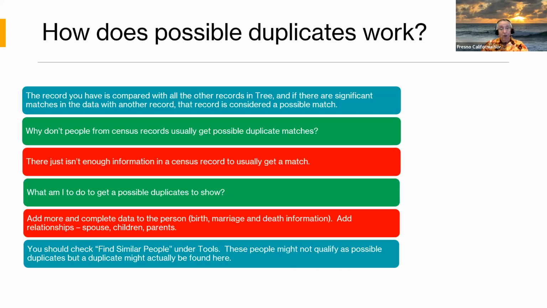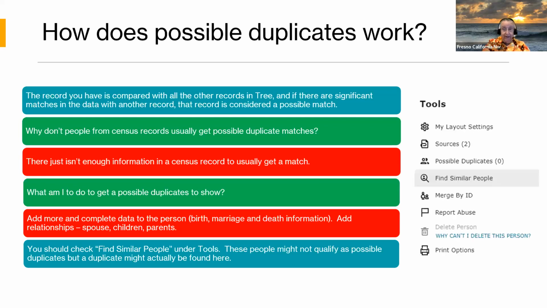Now, there is one place we can go look, and that's on his person page. Under tools, we can go to find similar people, and we can dig through those records and see if we can find one that comes up that wasn't marked as a duplicate, because there are no duplicates. It says 0 duplicates right here. But it's possible on that similar people's page, we'll find one that is in fact a duplicate.